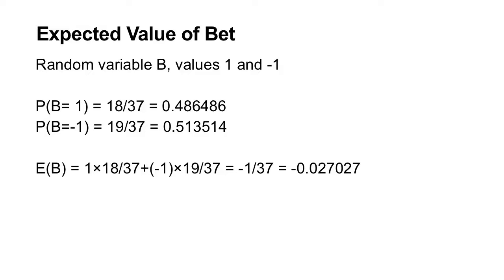Now with these probabilities in hand, we can calculate the expected bet value. So E of B is 1 times the probability of a 1, 18 divided by 37, plus -1 times the probability 19 divided by 37. In the end, it comes out to a loss of 0.027. So, on average, you will lose money with this bet.